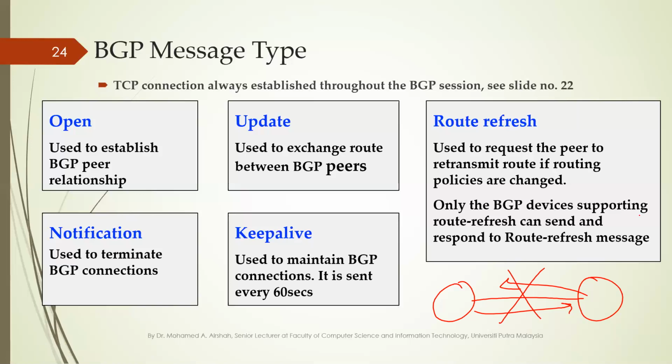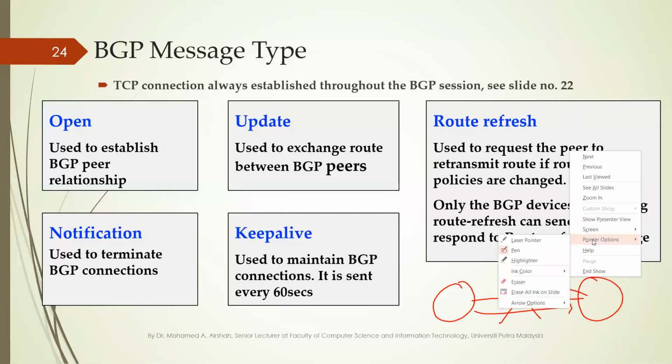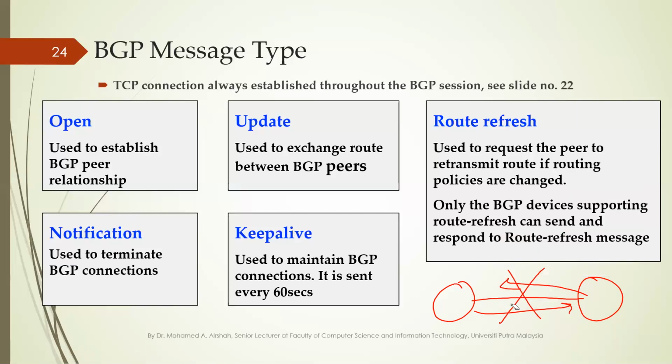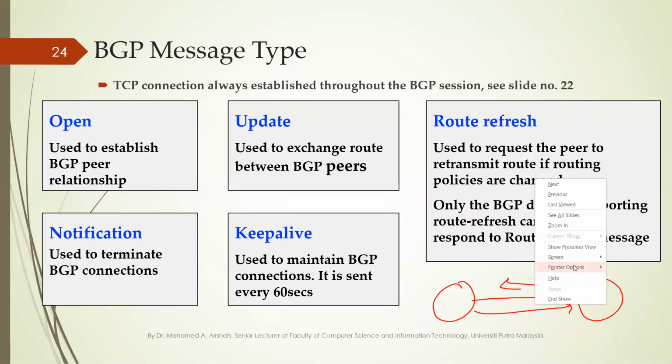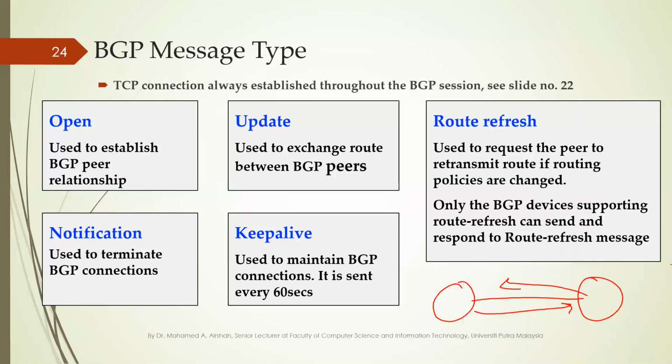Otherwise, if we still need to use this connection, then we have to use the keep alive message, and the keep alive message is to tell the other side that this side is still available. So the keep alive is used to maintain the BGP connection. It's sent every 60 seconds. If the keep alive message is not received after 60 seconds, then the other side is considered dead.